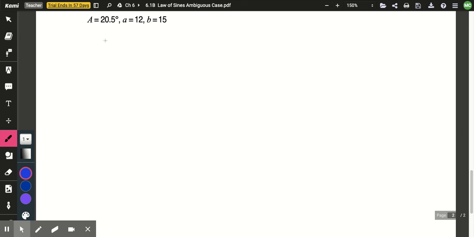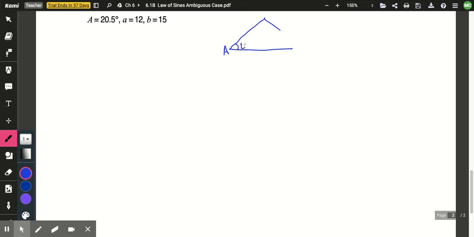Okay, so once again, we're given an angle and two sides, and the angle is not between the two sides. So before I try to solve any of the triangles, I need to determine whether or not this actually even makes a triangle. So I'm going to start by drawing a little diagram here, about like this. I'll put the angle that they give me over here on this side.